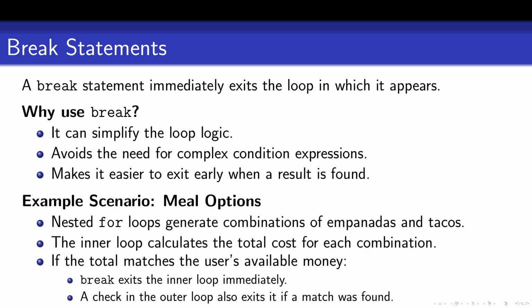When a match is found, break exits the inner loop, and a condition in the outer loop can then terminate that as well. This simplifies the logic by avoiding more complex condition checks or flag variables. However, it's important to use break judiciously. While it can make code more efficient and responsive, overuse or misuse can lead to confusing control flow. When used thoughtfully, it offers a powerful way to improve both performance and clarity in loops that don't need to run to completion under every circumstance.